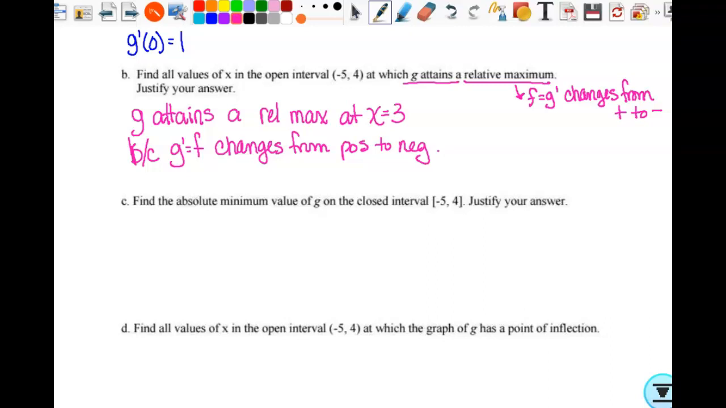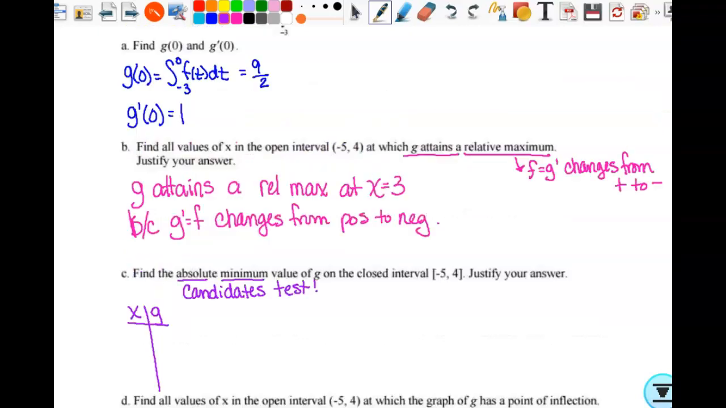Absolute minimum. We have a couple of options here, but what's one thing we can do with the kind of information we have? Just like we just did. Candidates test, right? This can occur at any endpoint and at any critical point. So we're going to have an x and we're going to have a g, right? So our first endpoint is what?